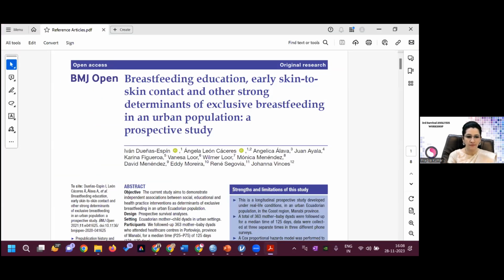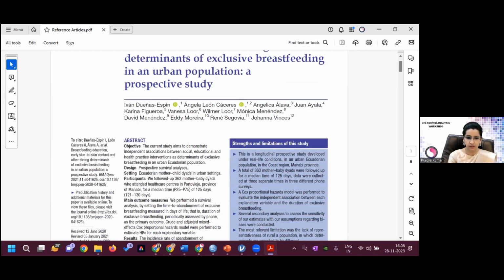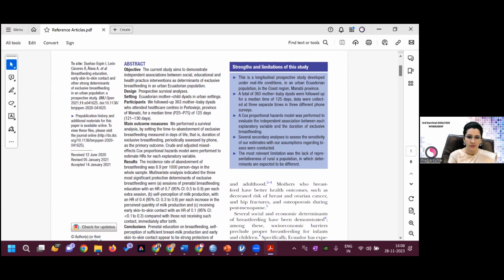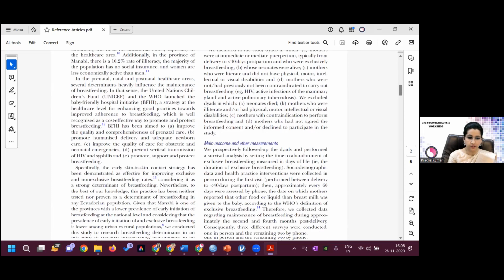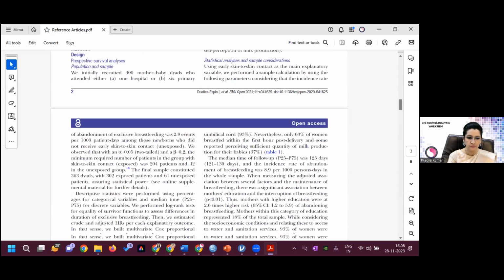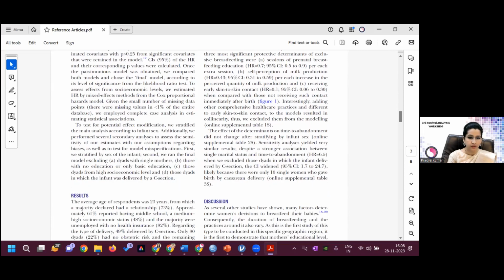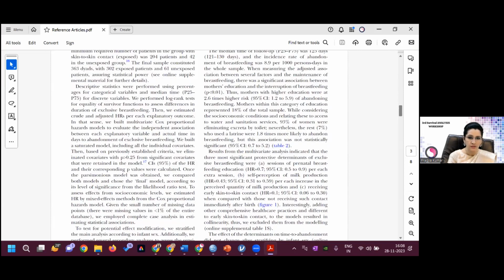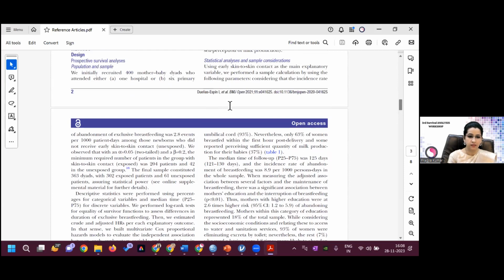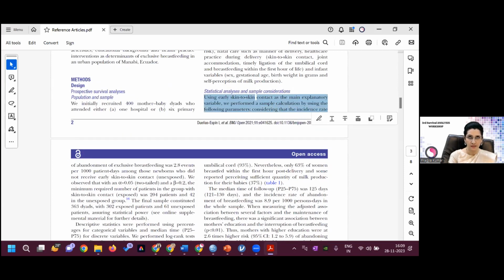Yes, so we created this data set based on this article, breastfeeding education, early skin to skin contact, and other strong determinants of exclusive breastfeeding. So could you people read this article? I don't know how many of you have read this, but if you see here, the statistical analysis, I'll show you the results. Okay, the statistical analysis. So yes, can someone read this aloud? Who will read this?